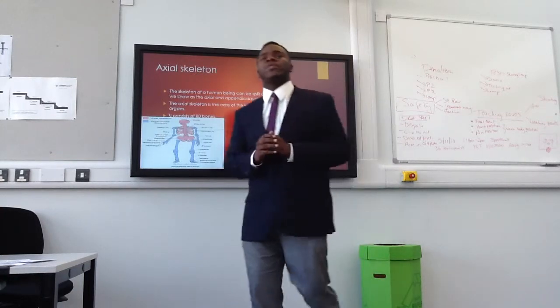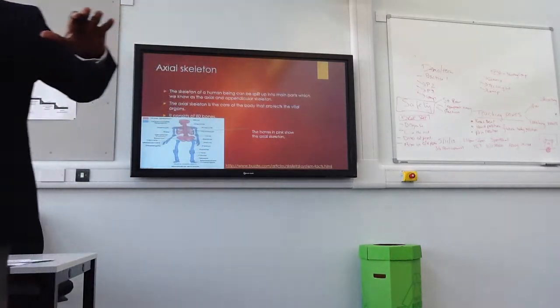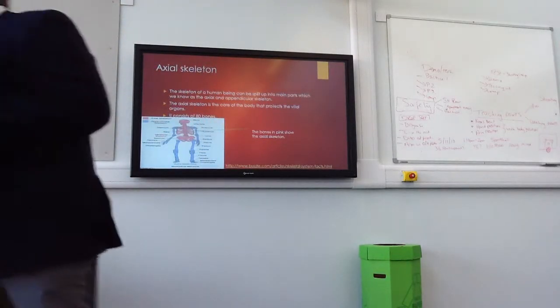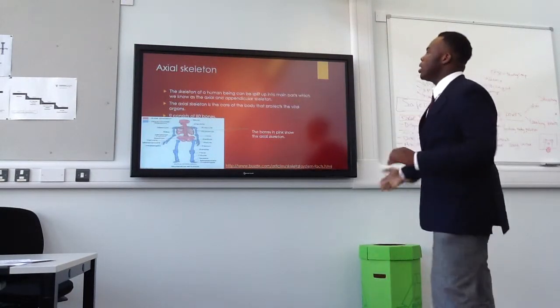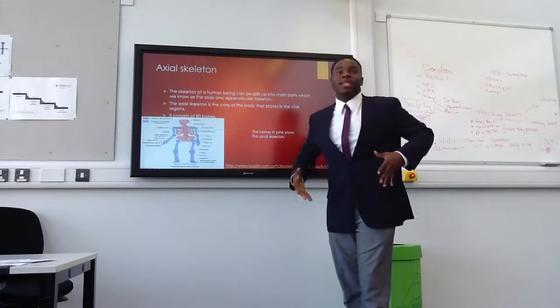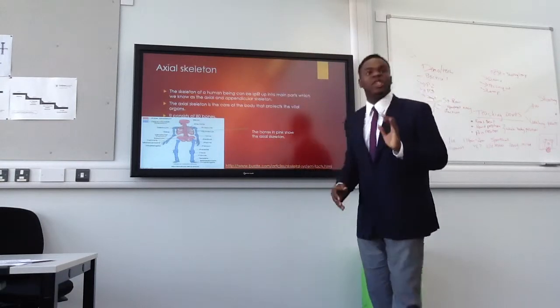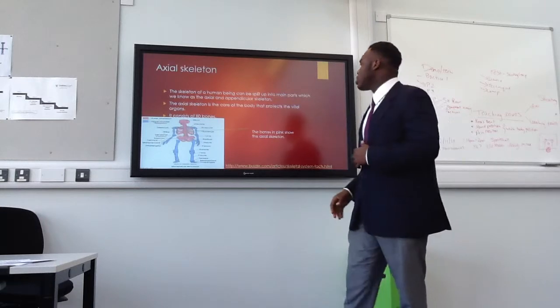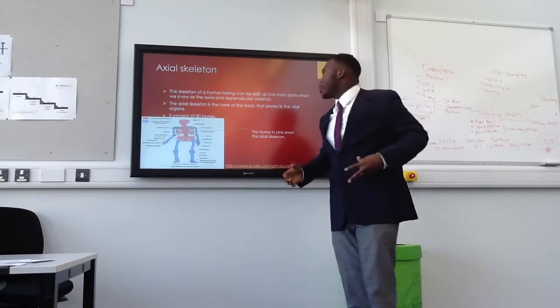Now there are 2 types of skeleton. We have the axial skeleton and the appendicular skeleton. The axial skeleton. The axial skeleton is mainly in the core of our body, around these parts. And this consists of 80 bones. Why is it there? It's there to protect the vital organs.